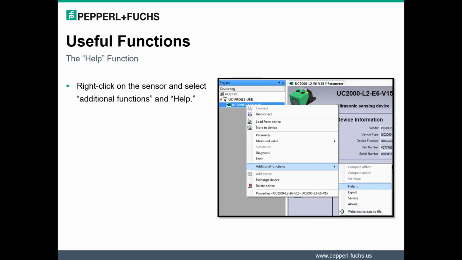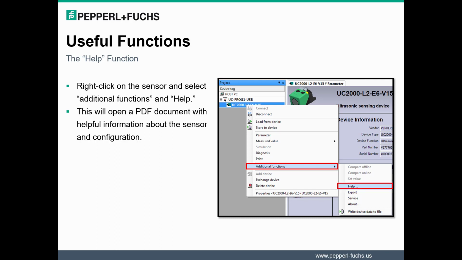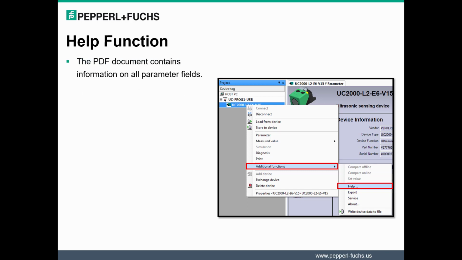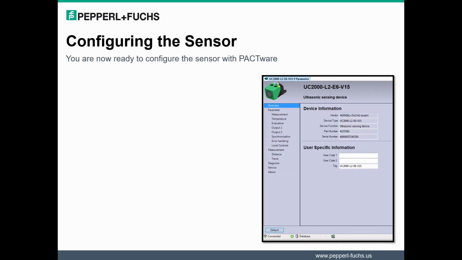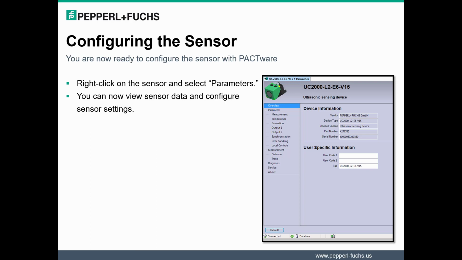PACTware includes a built-in help function which can be accessed at any time by right-clicking the sensor and selecting Additional Functions and then Help. This will open a PDF document with various helpful information about the sensor and configuration. The PDF document can be navigated to view information regarding all parameter fields. You are now ready to configure the sensor properties. To begin, right-click on the sensor under the Project tab and select Parameters. This window will open, allowing you to view sensor data and configure sensor settings.